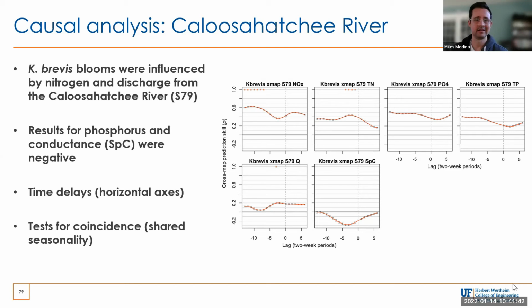And finally, it's worth pointing out that this analysis included tests to ensure that we're not mistaking mere coincidence for causality. That is, it's possible that the results are just coincidental since, for instance, nitrogen and bloom cycles are both seasonal. So we ran it through this kind of scrutiny, and the results showed that indeed it's a causal relationship and not just a coincidental finding. Okay, next slide.